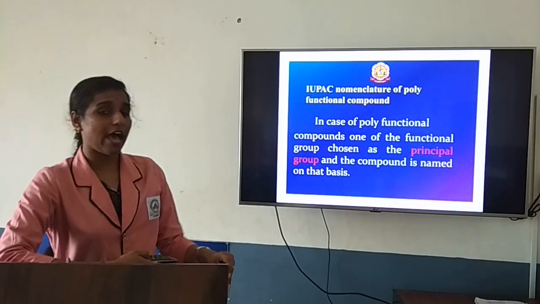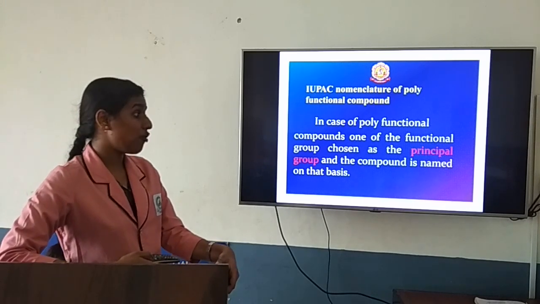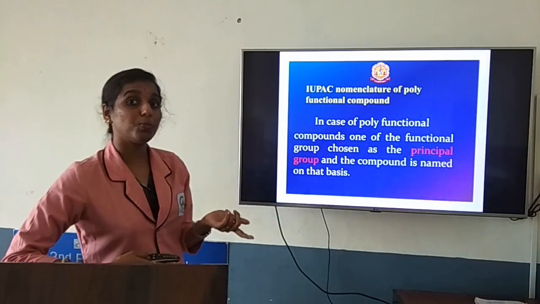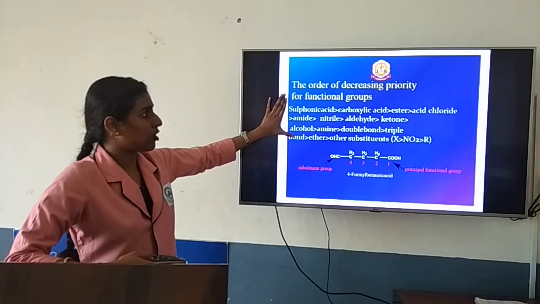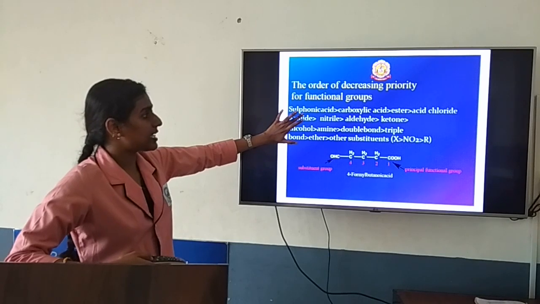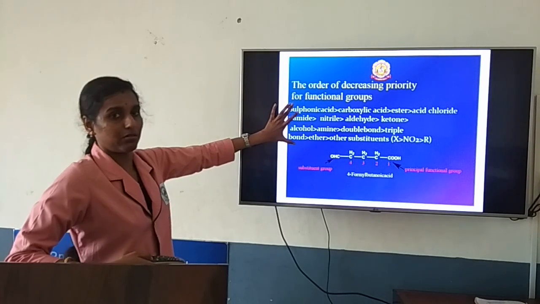Now if it is having a polyfunctional group, a number of functional groups present, how are you going to give the name? Based on the principal group. The principal group is decided based on their activity. We have given a series of decreasing priority of the functional group. So sulfonic acid is having higher priority when compared to the carbon. This you should remember.